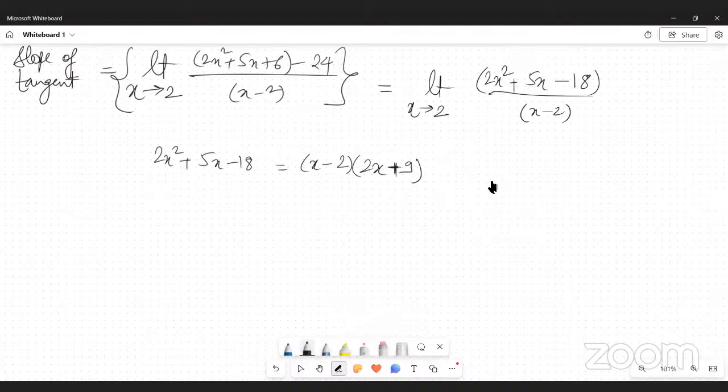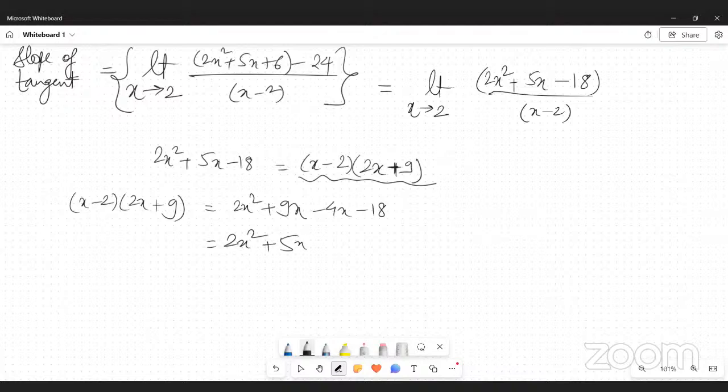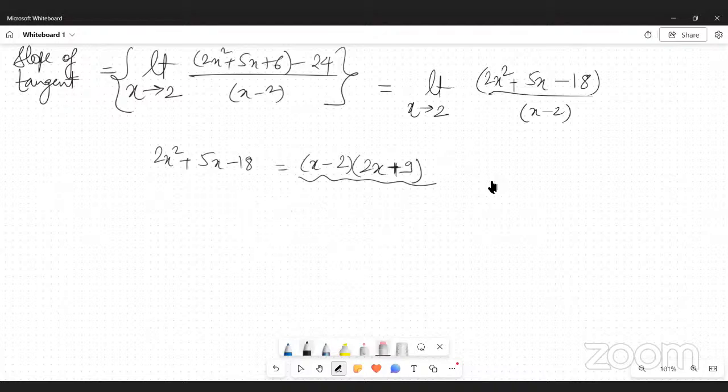Okay. Wait a second. It's minus 4x. Yes, yes, it is. You can try to multiply it also. Yes, it is 2x plus 9. So it will be 2x square plus 9x minus 4x minus 18. So it is turning out to be 2x square plus 5x minus 18. It is working correctly. I guess there is some issue with this pen.